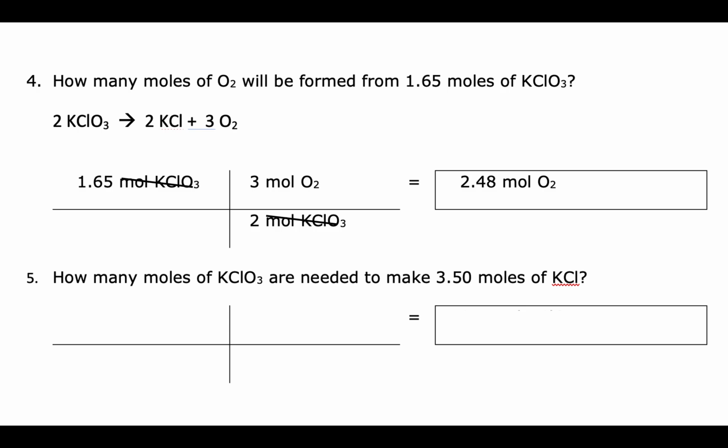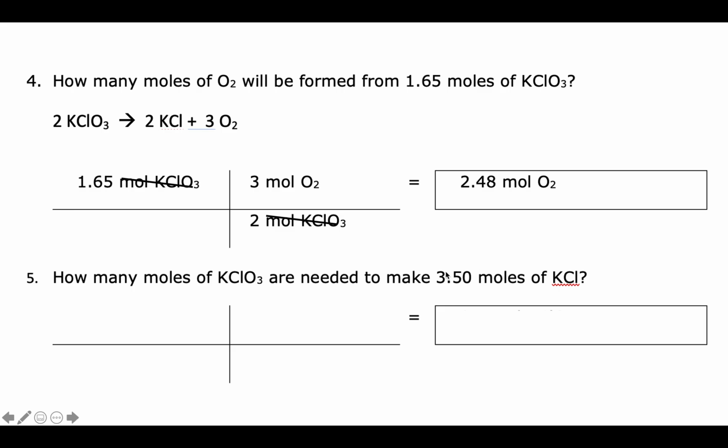Asks us how many moles of that potassium chloride are needed to make 3.50 moles of potassium chloride. So from the equation, we're relating this reactant to this product. So don't think about that too much. We'll come to it when we're ready for that.